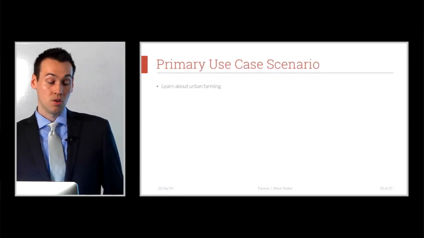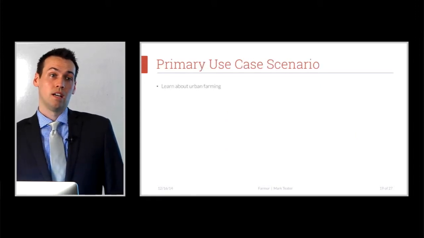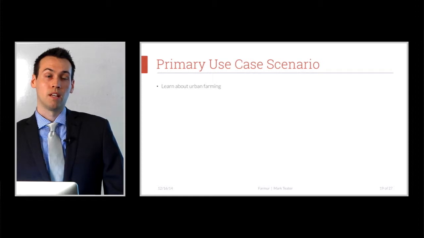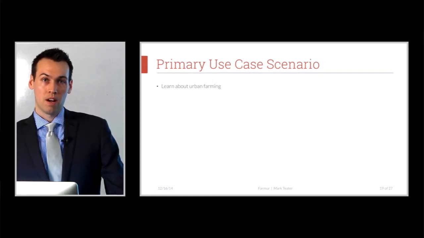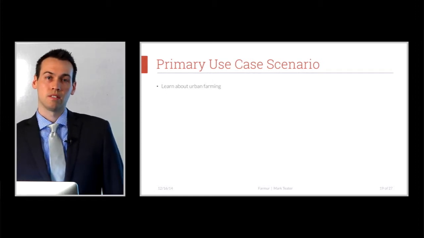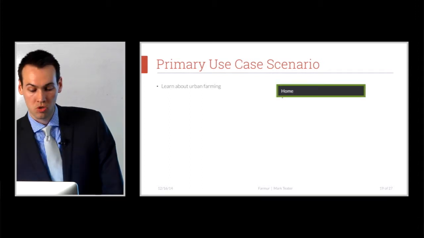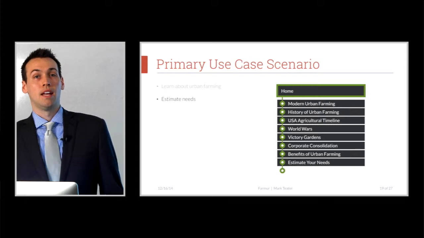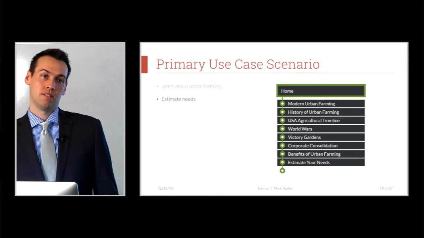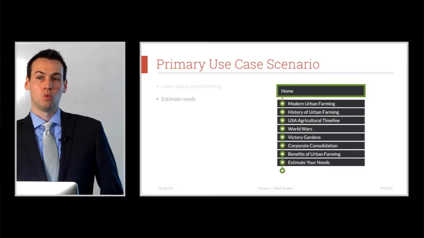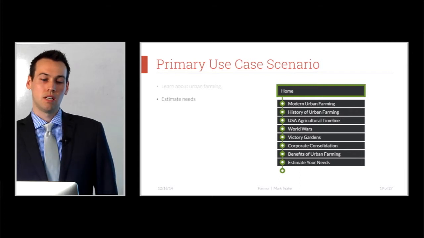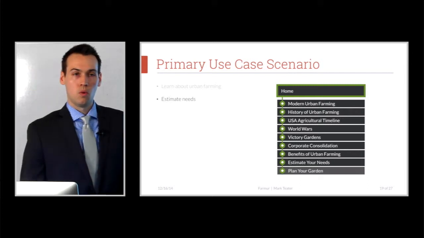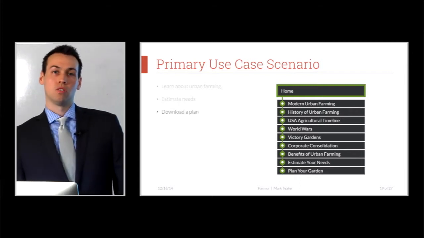The primary use case scenario is all about learning. I want people to learn about urban farming and walk away feeling inspired that they could do something about this. They start off at home, move down to the Estimate Your Needs page, and calculate how it applies to them, what they can do, and what size or space they would need. And ultimately, they would end up downloading a plan to get started.